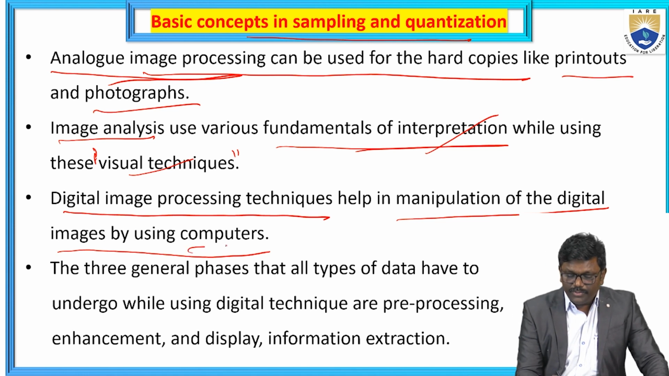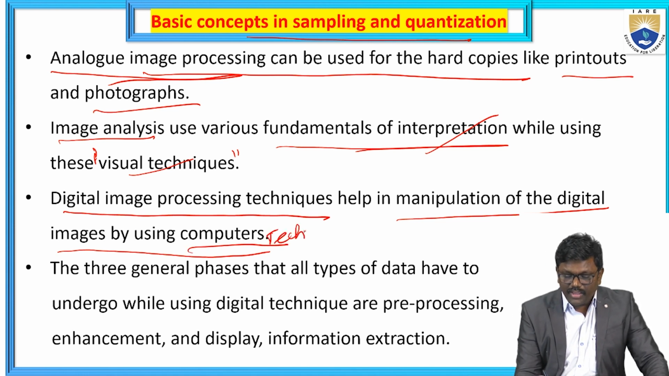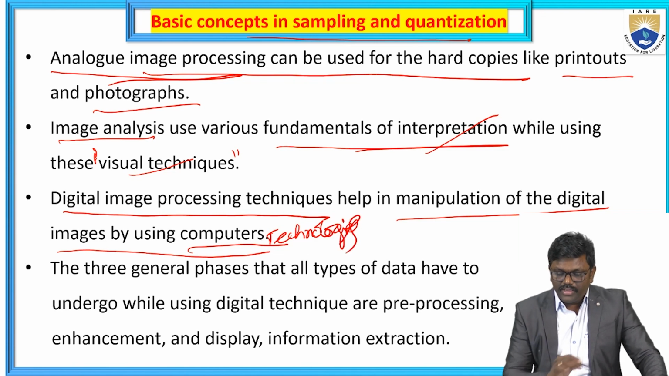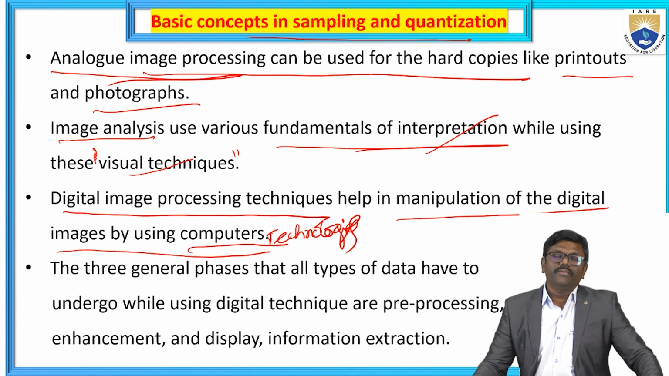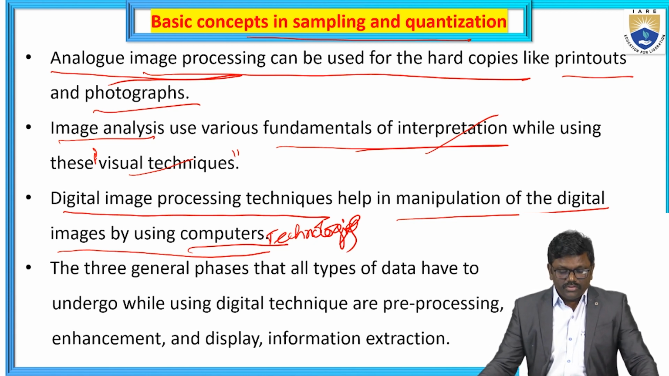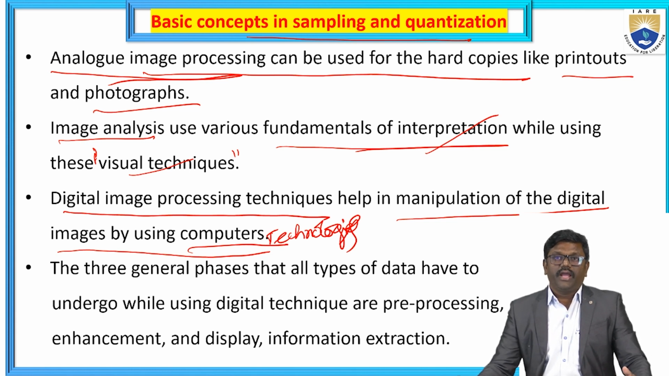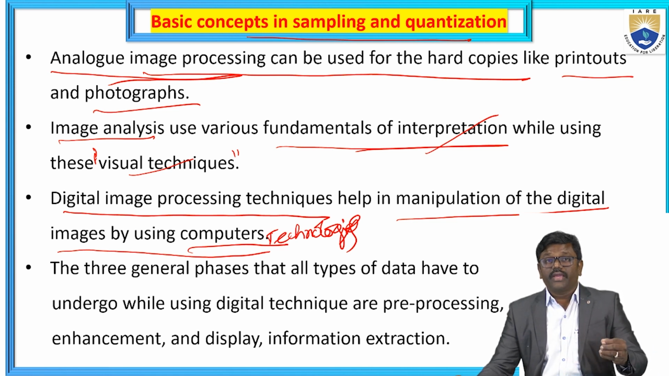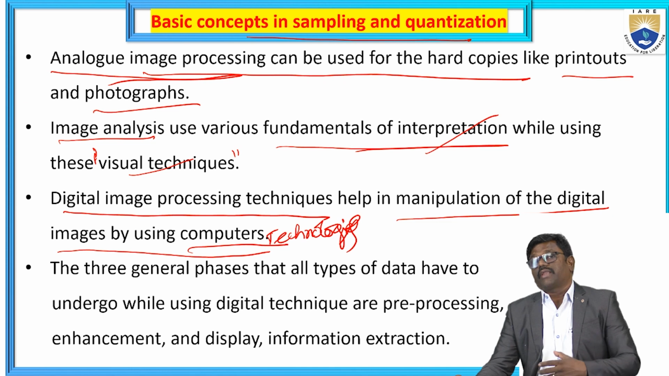So this computer technology is going to help us mostly with how we can convert an analog image into digital. The three general phases that all types of data have to undergo while using digital techniques are pre-processing, enhancement and display, and also we can do information extraction.